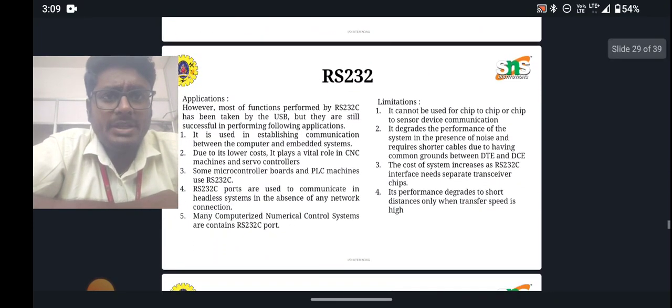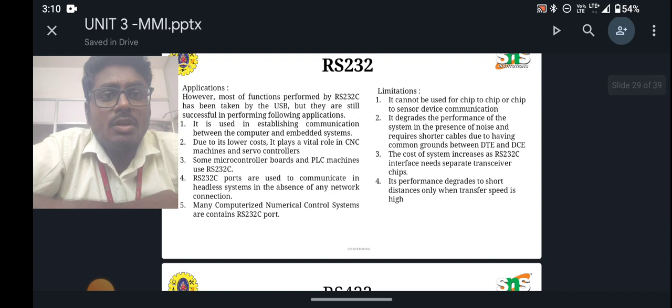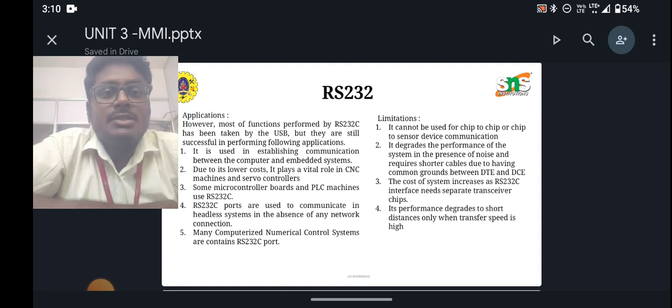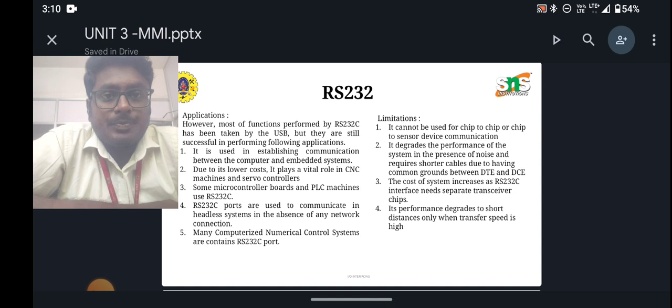And what are the applications? Most of the functions performed by RS232C have been taken over by USB, but it is still successful in performing the following applications. It is used in establishing communication between the computer and the embedded system. Due to its lower cost, it plays a vital role in CNC machines and servo controllers. Some microcontroller boards and PLC machines use RS232C.